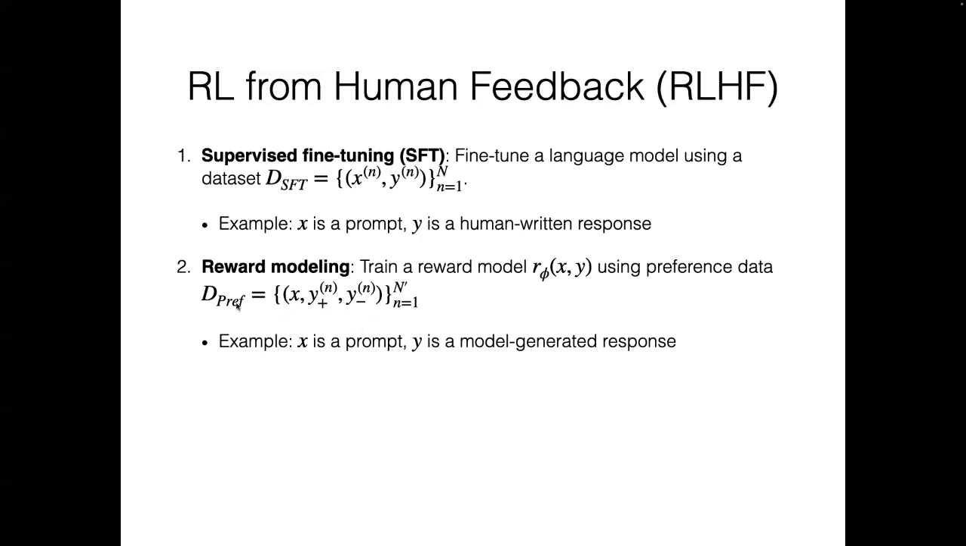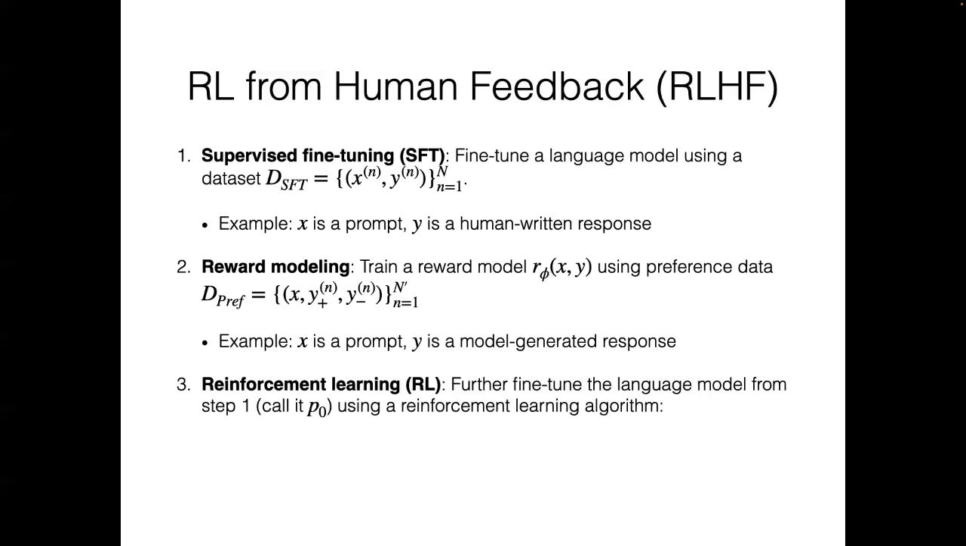Then given this data set, we want to train what is called a reward model, which can take in an input and an output and assign some numerical score to it. So although we have preference data, we now want to have a model that just gives us some number.